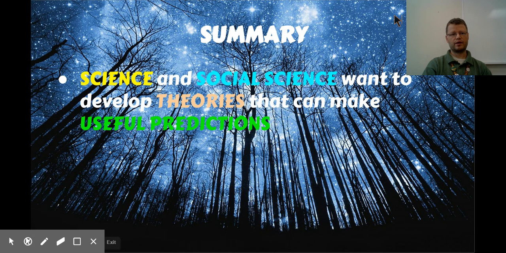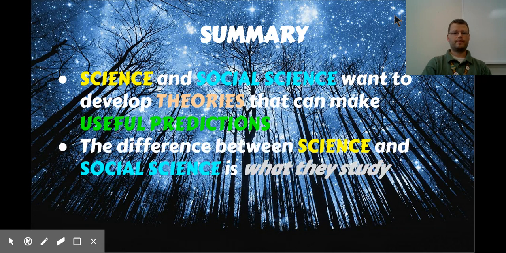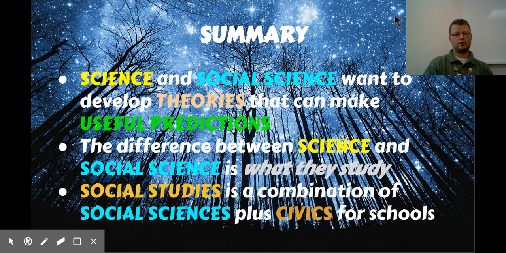So to sum all this up, science and social science want to develop theories that can make useful predictions. That's the point. The difference is not what they do, but what they study. And social studies is kind of like social sciences plus civics.